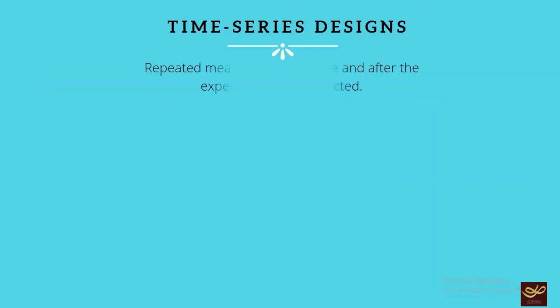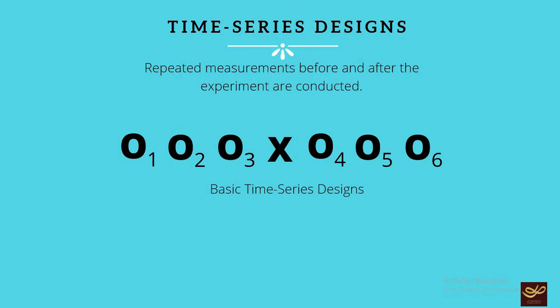Okay. Now the time series designs can be illustrated simply by doing a repeated measurements before and after the conduct of an experiment. So X is your experiment. Before you conducted the experiment, you did some measurements. In fact, in this illustration, you did 3 measurements. And then after the treatment has been given, you conducted again another observation, in this case 3.